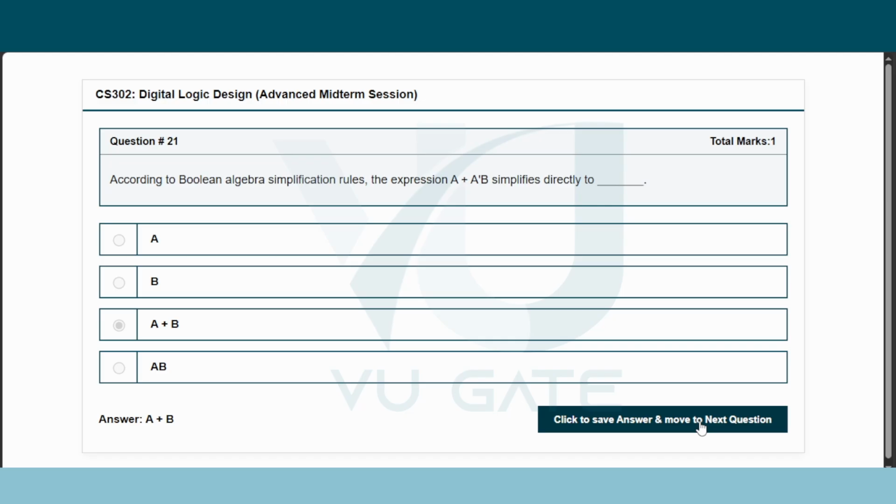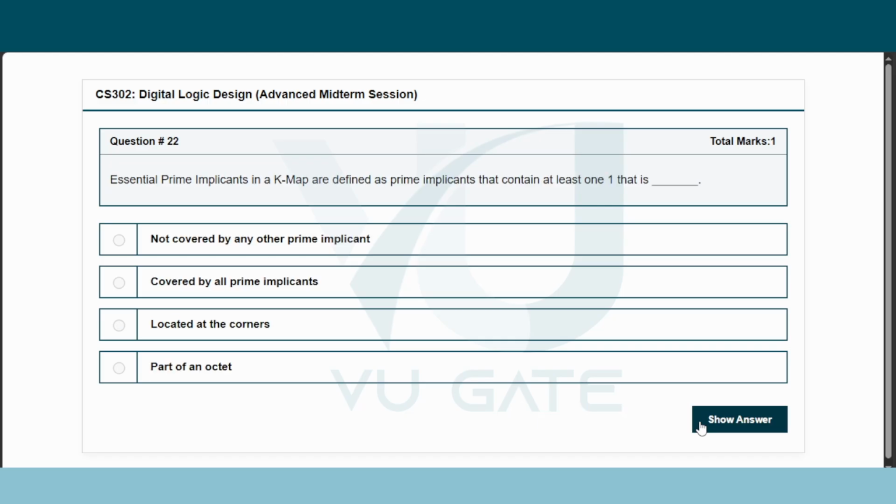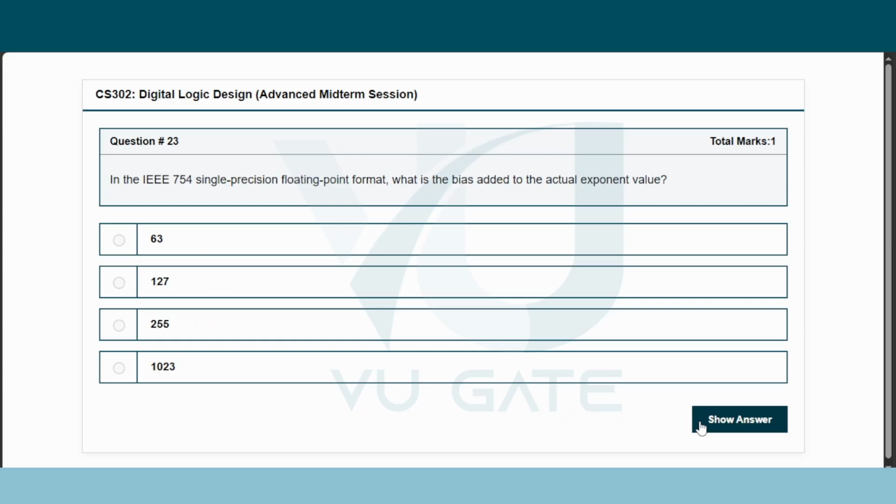Moving to question 22. Essential prime implicants in a K map are defined as prime implicants that contain at least one that is blank. The correct answer is not covered by any other prime implicant. Now for question 23. In the IEEE 754 single precision floating point format, what is the bias added to the actual exponent value? The correct answer is 127.